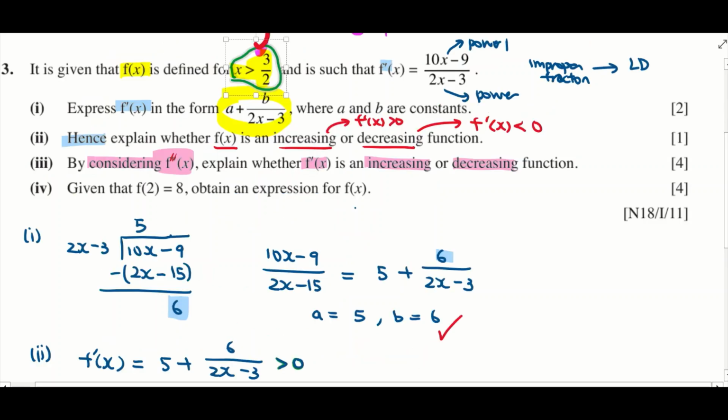Part 4 is to obtain expression for f(x) given that f(2) equals to 8. So this will sum up everything from the start to the end, because the start gave me f prime. And to go back to f(x), I need to do something. What I need to do is to integrate. But how many times do I need to integrate? Just 1 from f prime.